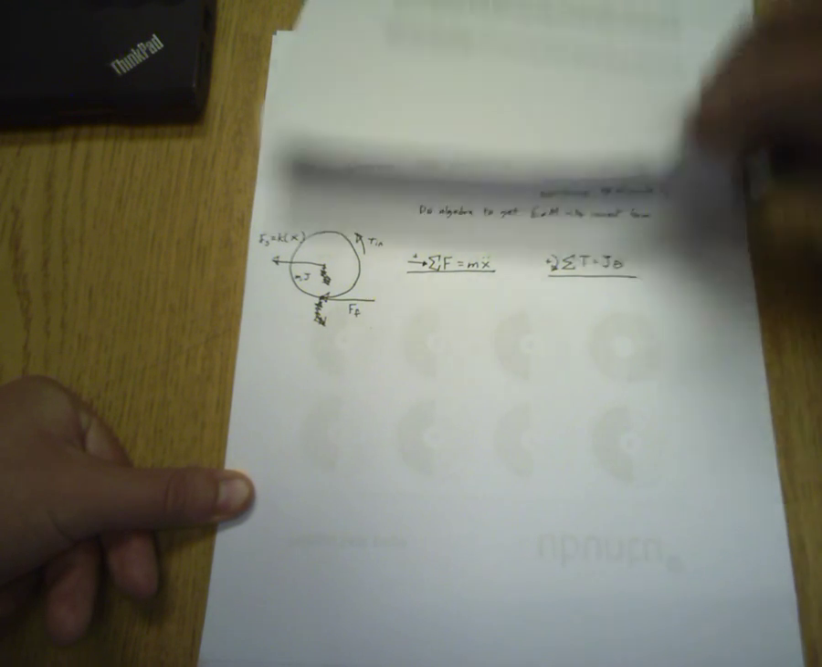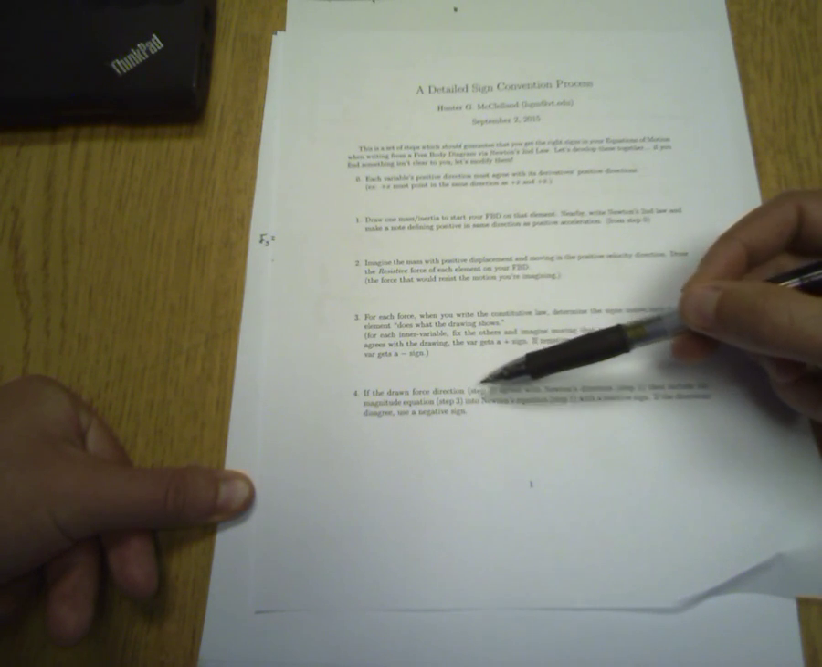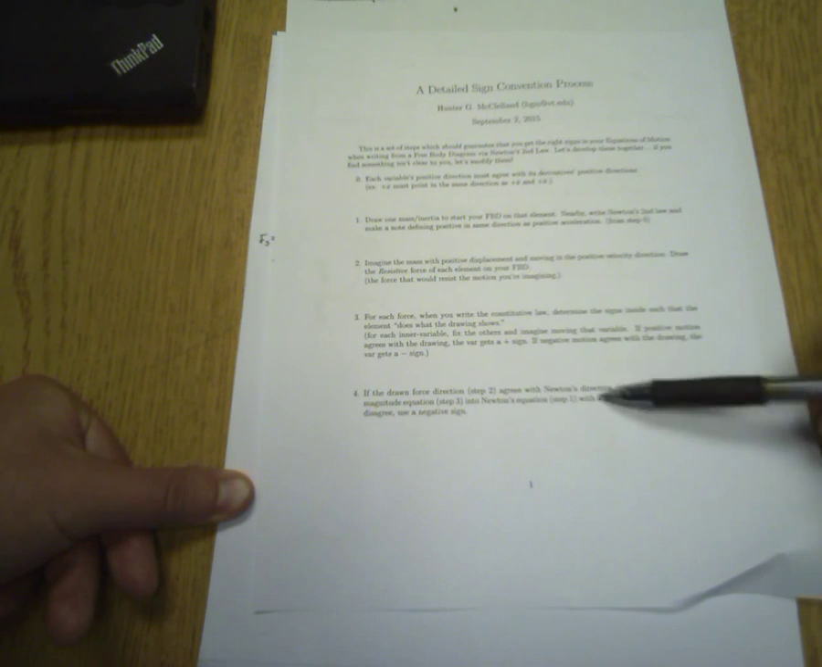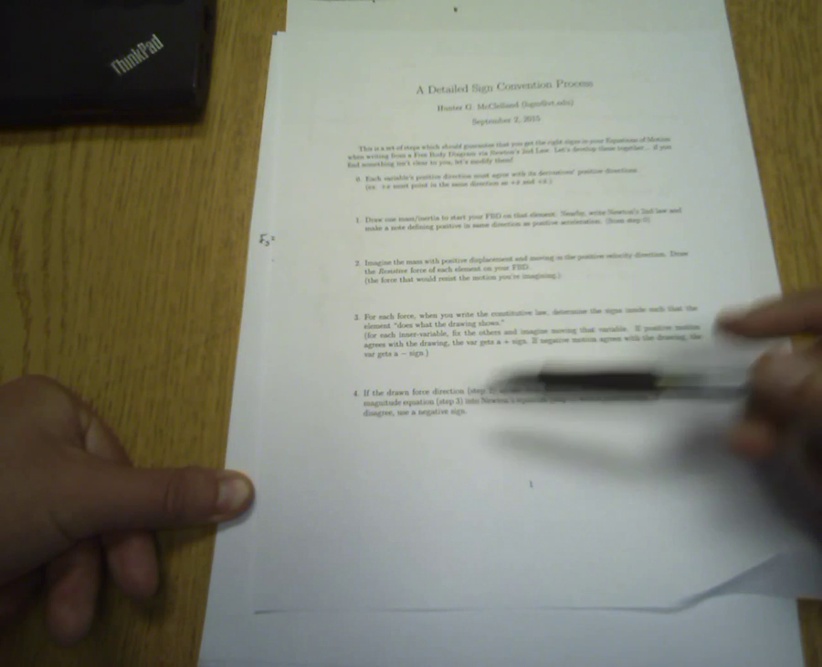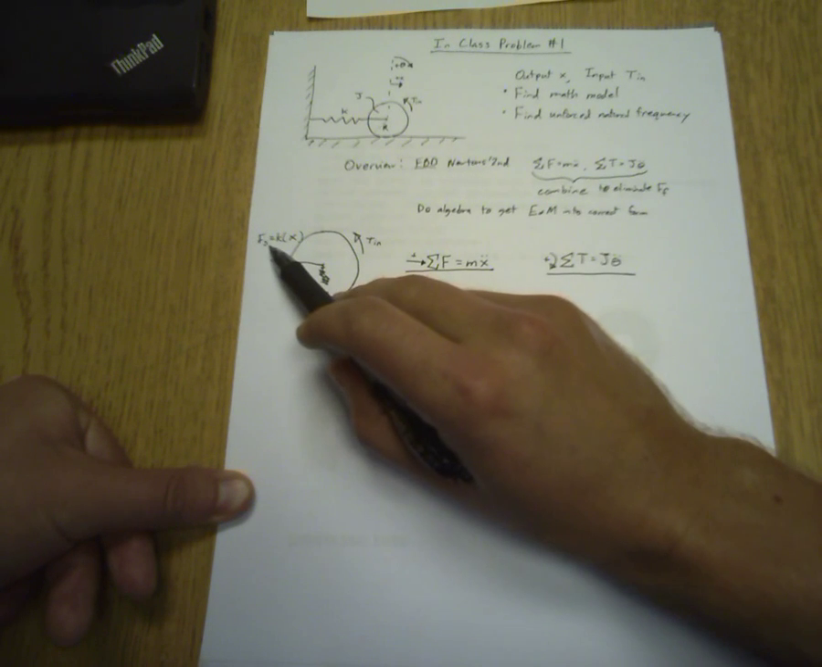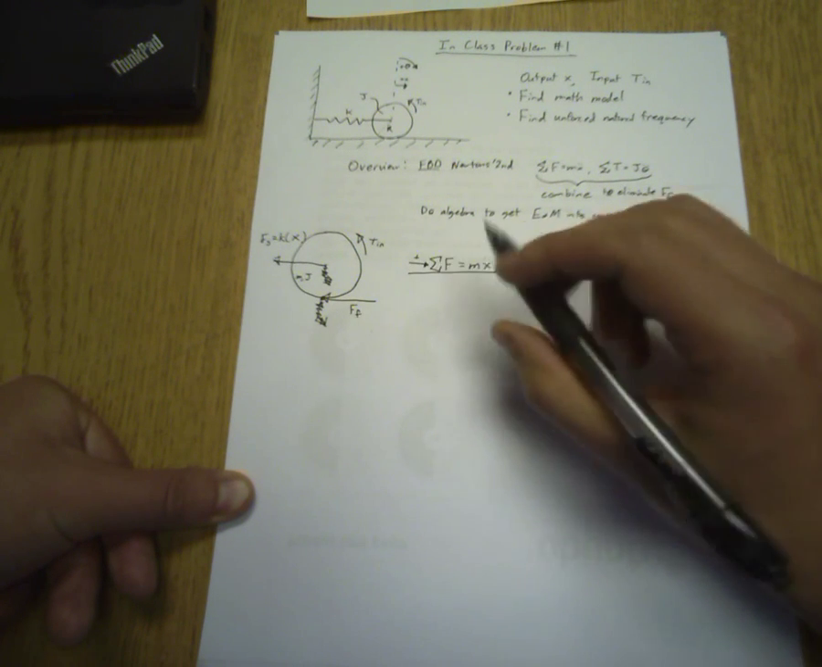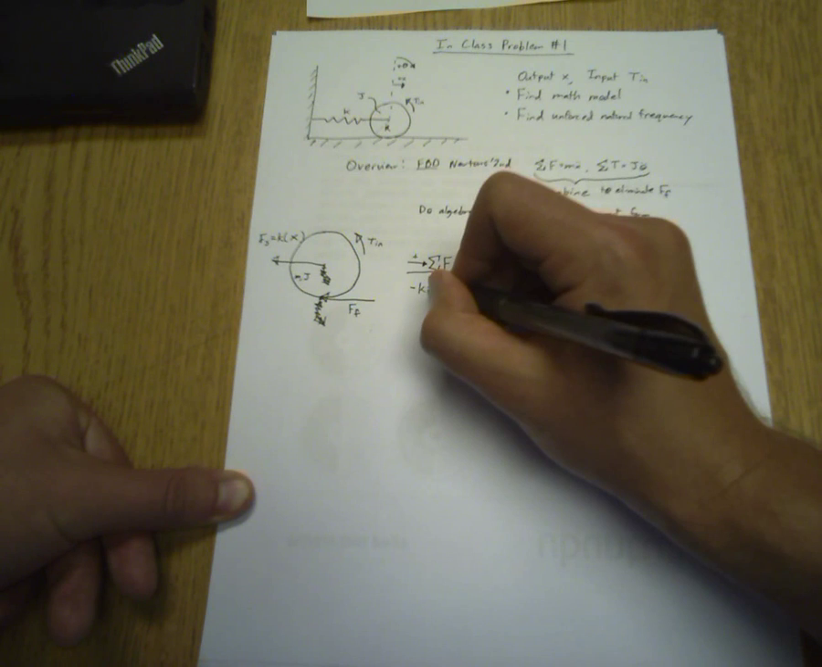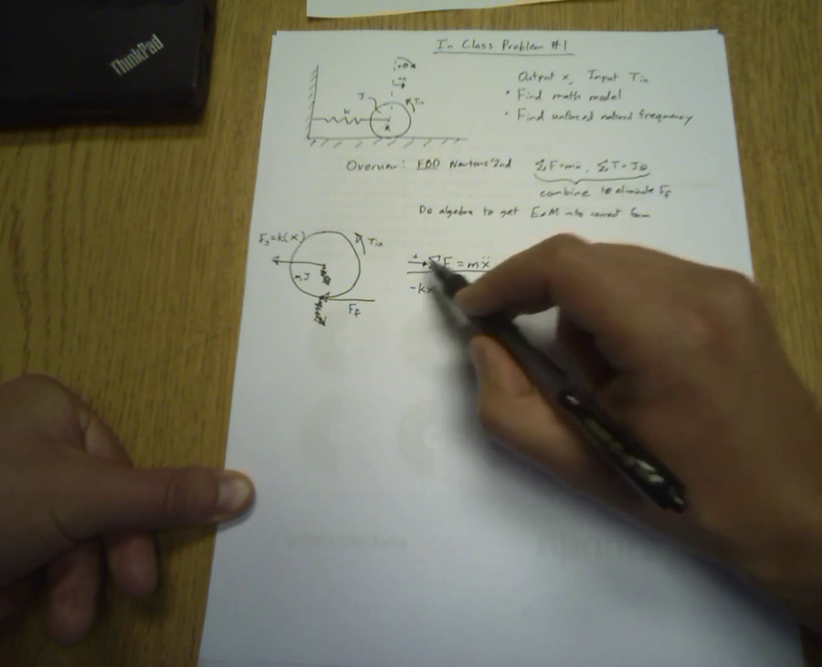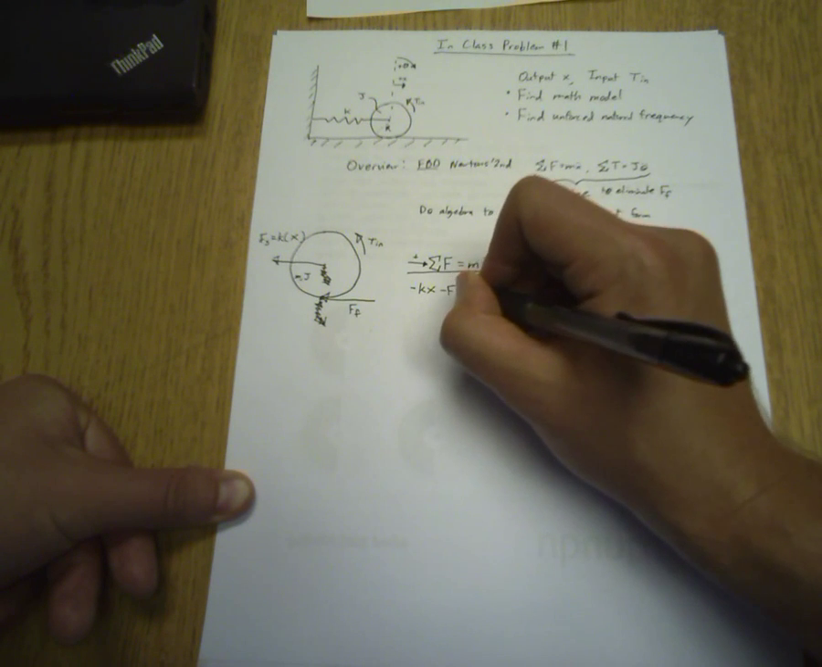The final step here says if the force direction drawn in step 2 agrees with Newton's direction, step 1, then include it with a positive sign. If it disagrees, use a negative sign. So here is the spring force. It acts this way. Positive forces act to the right, so I need to include the spring force with a negative sign in my Newton's second law. Similarly, positive forces act to the right, the frictional force acts to the left, so I need to put a negative sign here.